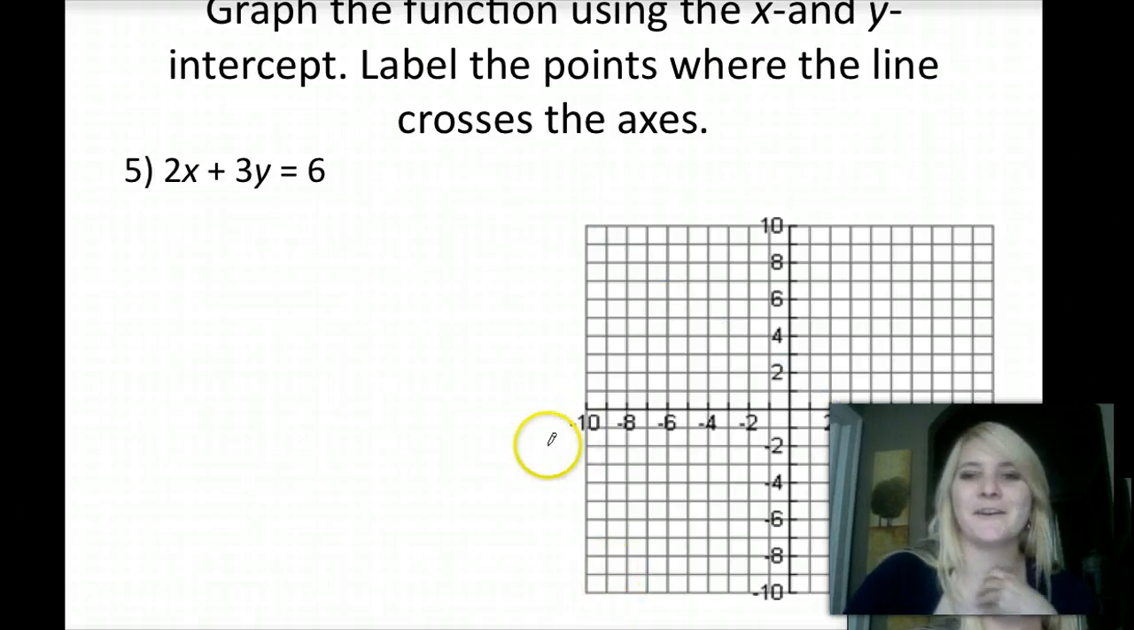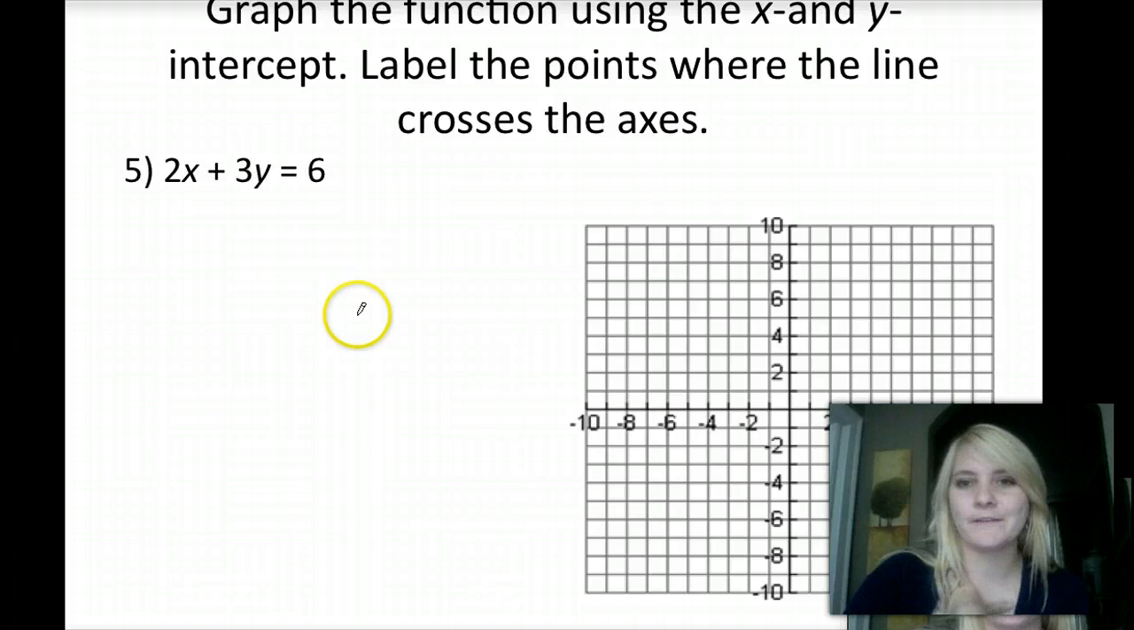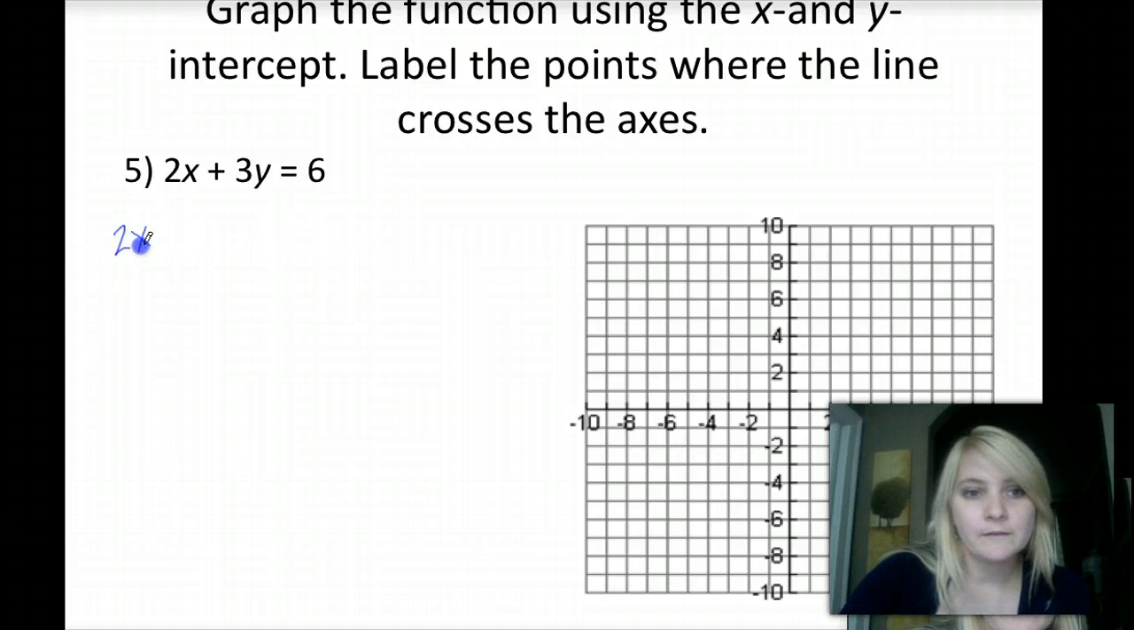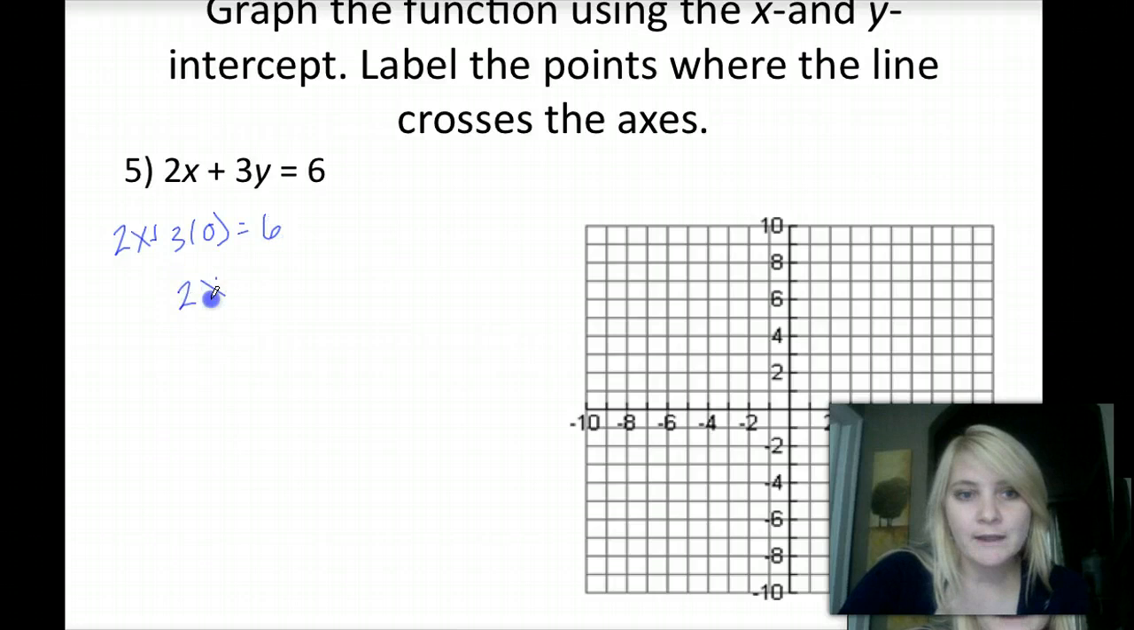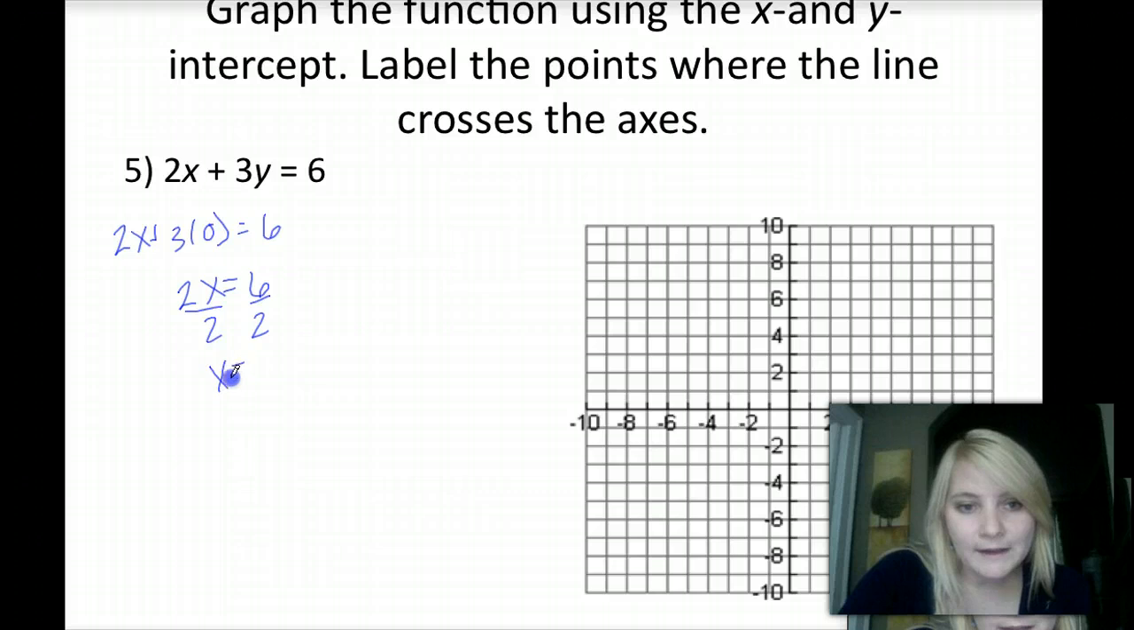All right, so we're going to graph the function using the x and y intercepts. We're going to label the points where the line crosses the axes. So to find that x-intercept, once again, we're going to substitute 0 in for y. So we get 2x equals 6. So we get x equals 3. So that ordered pair is at 3, 0.